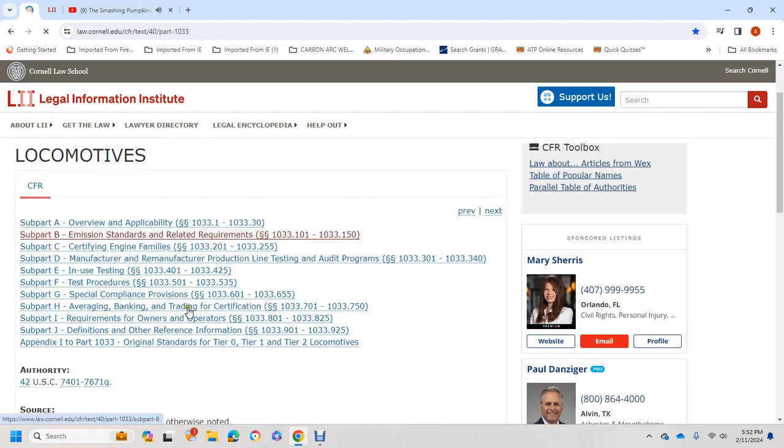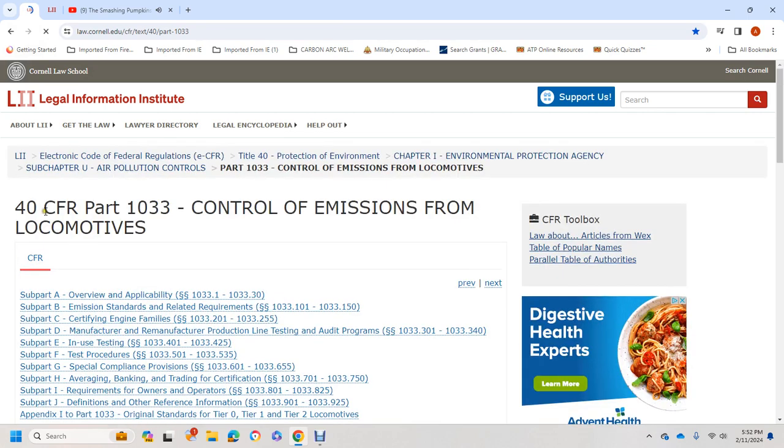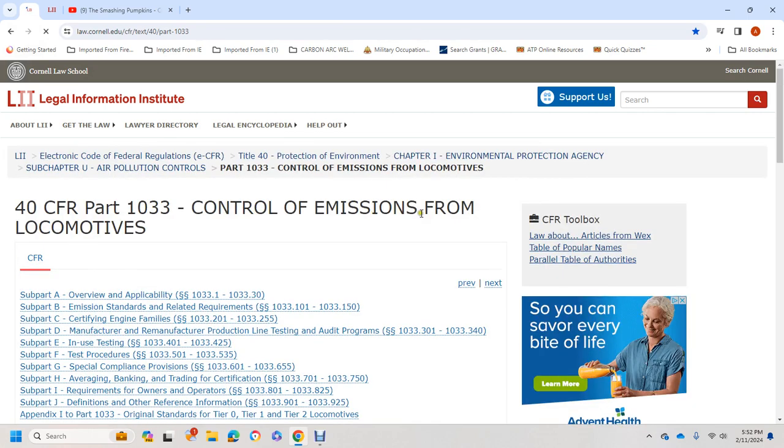And that completes Title 40 CFR Part 1033, control of emissions from locomotives, and all the parts in Appendix I.